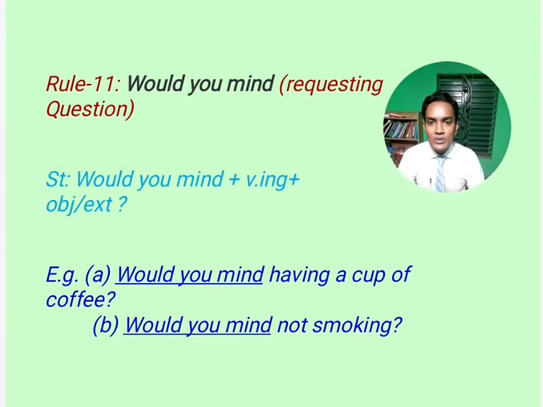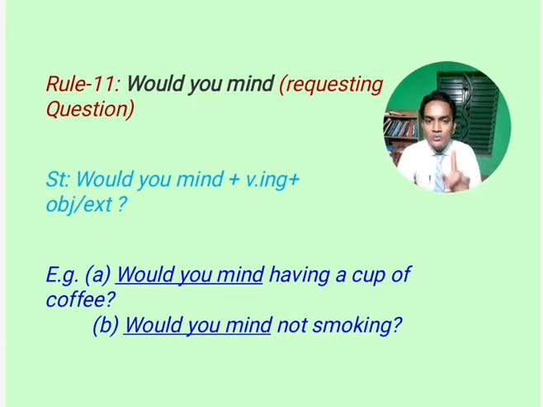The examples: would you mind having a cup of coffee? Of course, having here is the ing form, right? After would you mind, you must write the ing form of the verb. So having is a must here, right? Would you mind having a cup of coffee? Would you mind not smoking? Number B is negative from here. Okay, next.